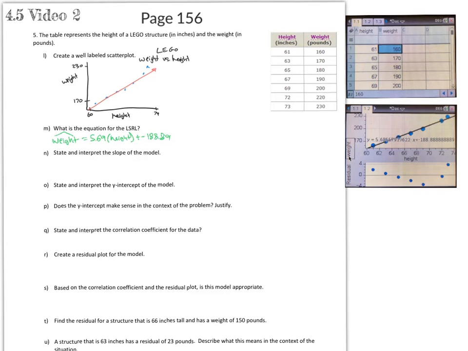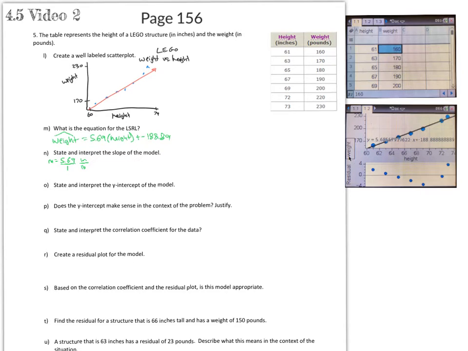So when I state it, I just literally write m equals 5.69 over 1. It's going to help to write it over 1, and I also recommend putting units there. Okay, weight and height. Height was measured in inches, and weight was measured in pounds. So it's pounds per inch.